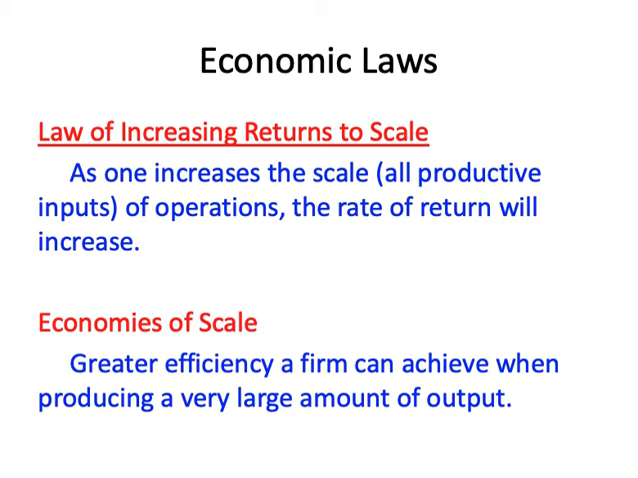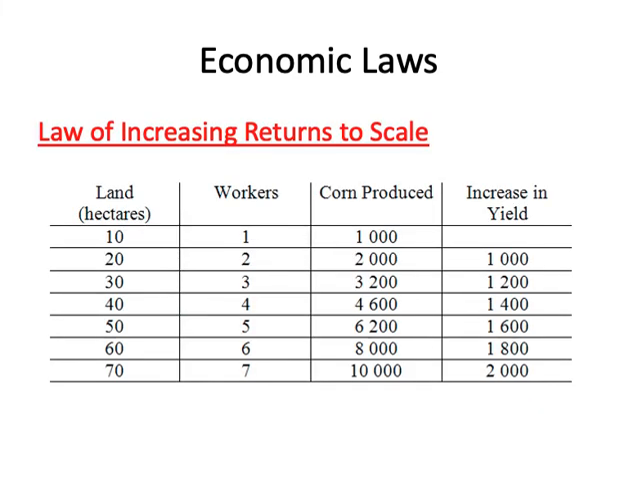So our law is talking about increasing returns when you have scale. And why does this happen? Let's take a look. If you look at this chart, very similar to our previous chart, except now, along with increasing my workers, I'm also increasing my land. So 10 hectares and 1 worker produce 1,000 corn, consistent with my previous example. But now this example has 20 hectares and 2 workers. My yield increased by 1,000, so I went from 1,000 to 2,000. Fine, great. But now, if I go to 30 hectares and 3 workers, I get 3,200 produced.